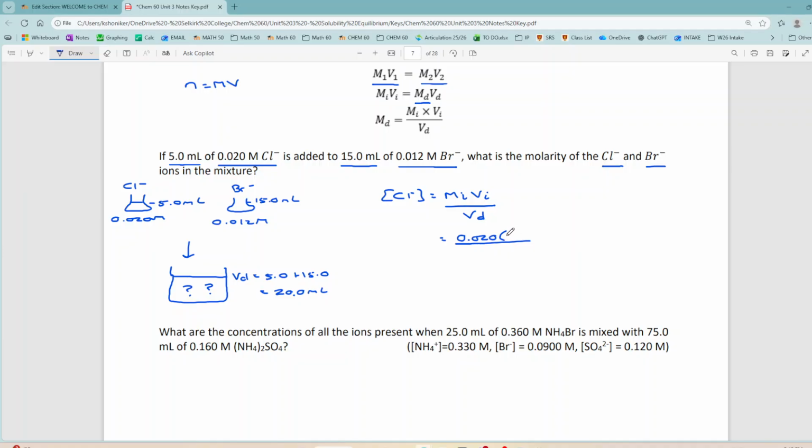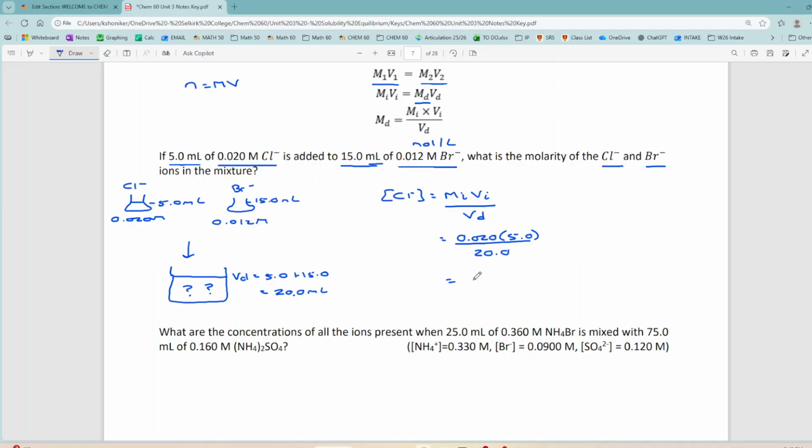So my molarity initially was 0.020. My volume initially was 5.0. And as long as your volume initially is in the same units as your volume diluted, it doesn't matter that they're in milliliters. So this original concentration is moles per liter, but then I'm doing a dilution with milliliters and milliliters, so those units actually just cancel out. So then I'm going to do 20.0 milliliters in my new diluted solution.